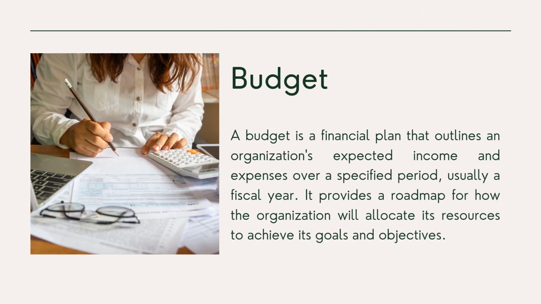this definition of a budget. So a budget is a financial plan that outlines an organization's expected income and expenses over a specified period, usually a fiscal year, and it provides a roadmap for how the organization will allocate its resources to achieve its goals and objectives. By definition, I know that you already have an idea what a budget is, right?